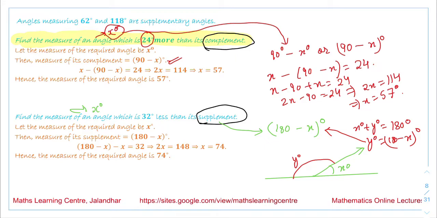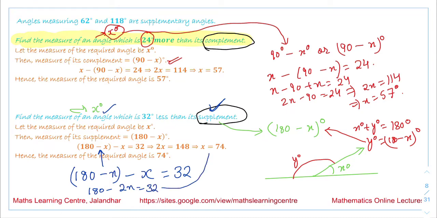180 minus x degrees. Now it is given that the measure of the angle is 32 less than its supplement. Which of the angles is greater? The supplement angle is greater, because the angle is 32 less than the supplement. So 180 minus x is the greater angle, x is the smaller angle, and the difference between these two is 32. This is how we get this equation. On solving this, you will get 180 minus 2x is equal to 32, and solving this, you will get x is equal to 74. So this is the answer.